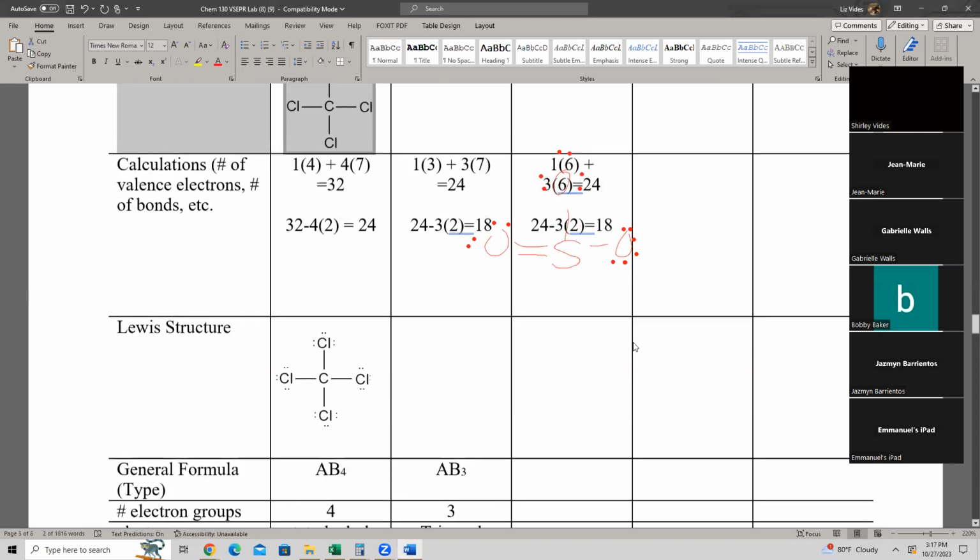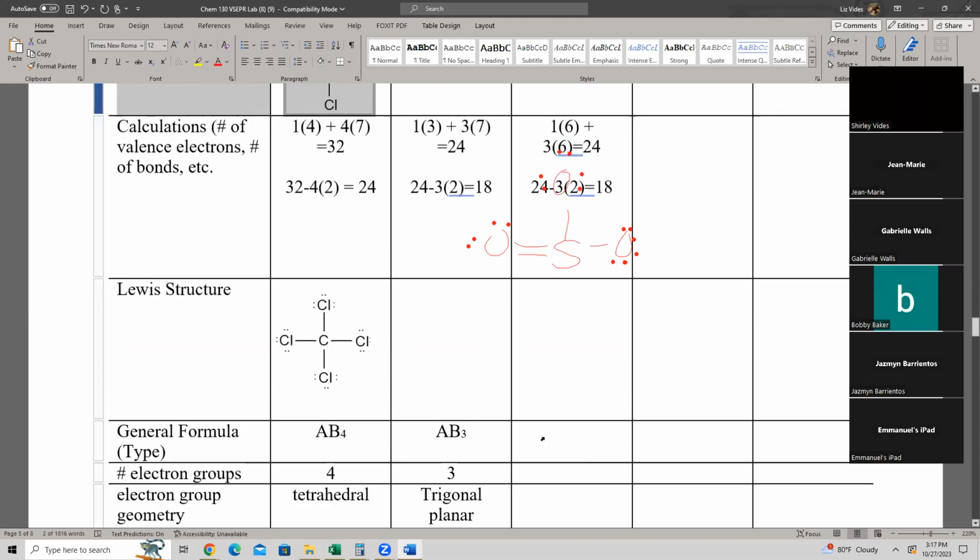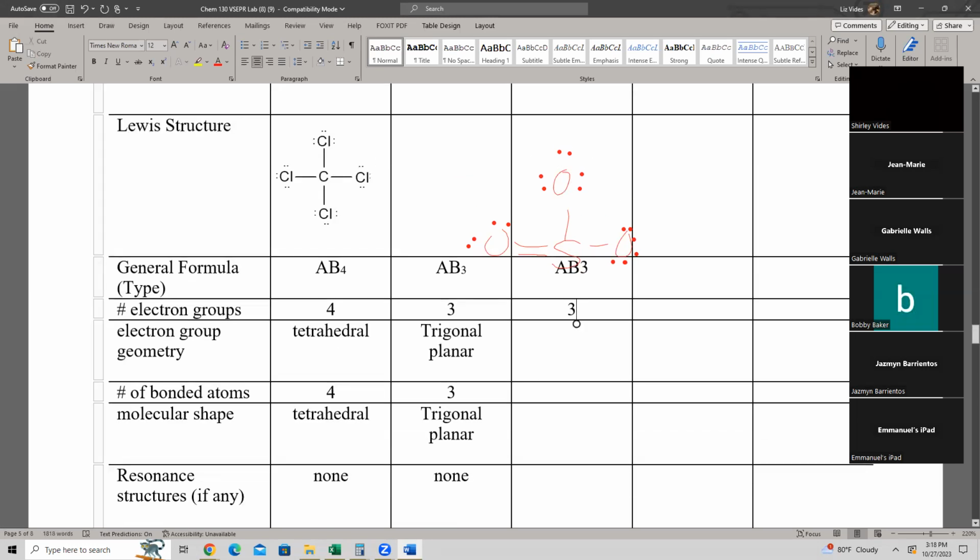All right, so the type is still an AB3. Why is it an AB3? Because it's still a central atom with 3 bonds. And a double bond is considered a bond, okay? It is a type of bond. A double or triple doesn't count as 2 or 3 bonds. It just counts as a single bond. So this is 3 right here. Again, the same words, so I'm just going to copy it because it's easier than typing it up.